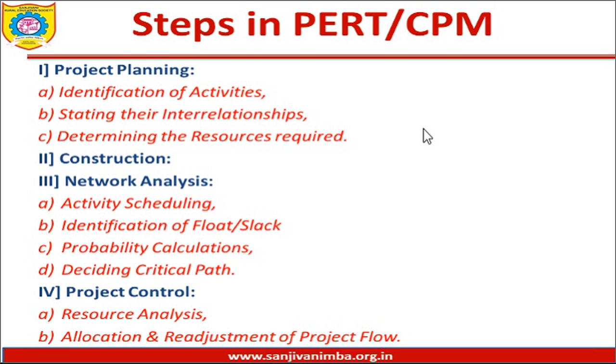Okay, so the last step that comes in a network analysis or in a PERT CPM is the project control. Once you are clear with the scheduling, floats and slacks, the probabilities and the critical path, then you will be in a position to control your project. Controlling your project means you'll be doing the resource analysis, whereby you can effectively plan the usage of your resources, the sources, and the timings at which these resources would be in action, so that there'll be timely availability of resources, and at the same time they'll be available at the least possible cost. So that is what we call resource analysis.